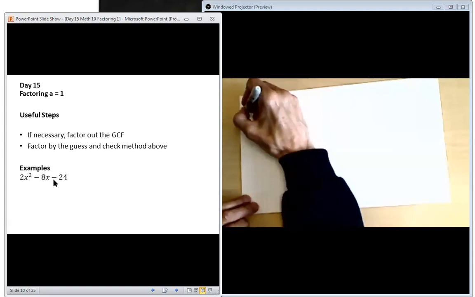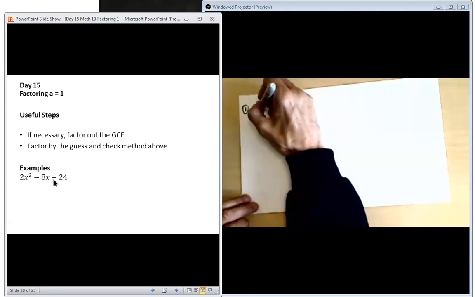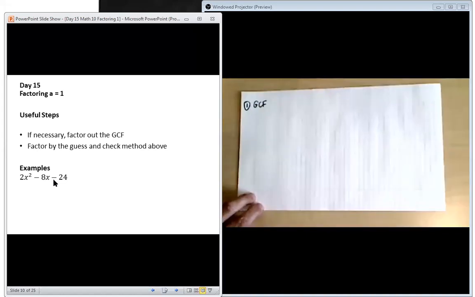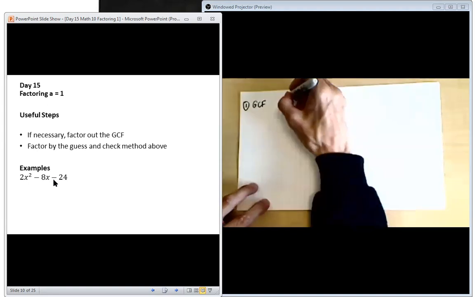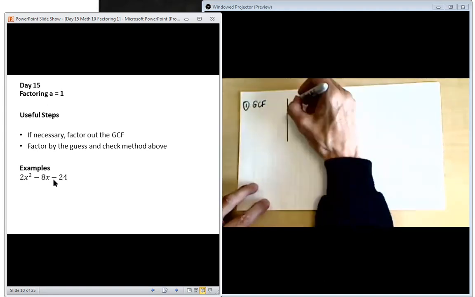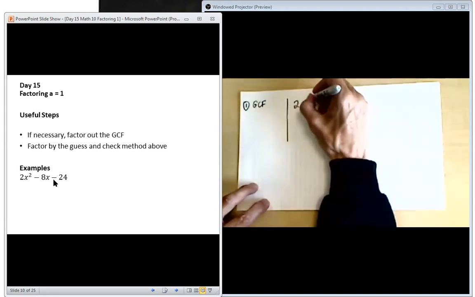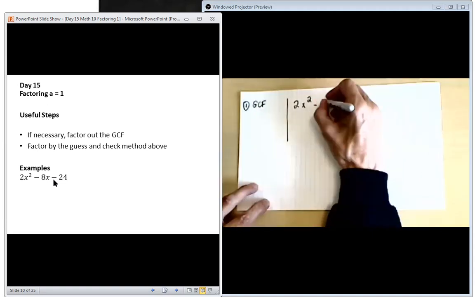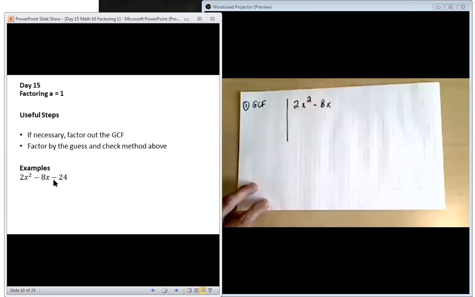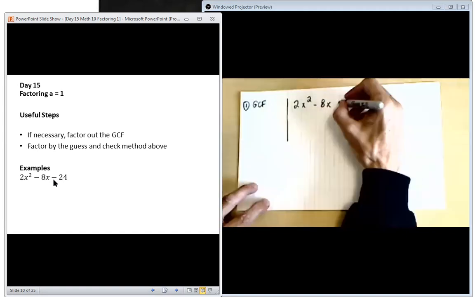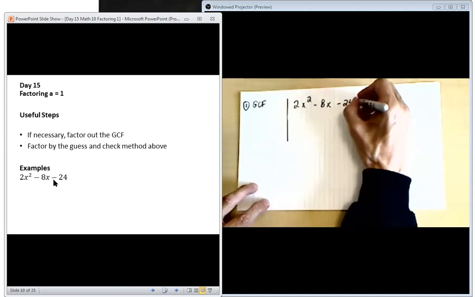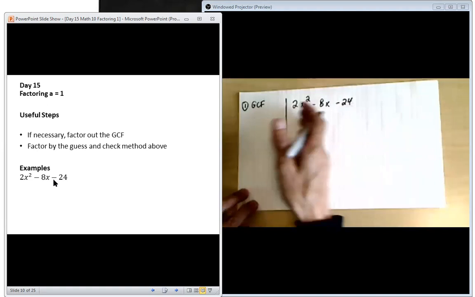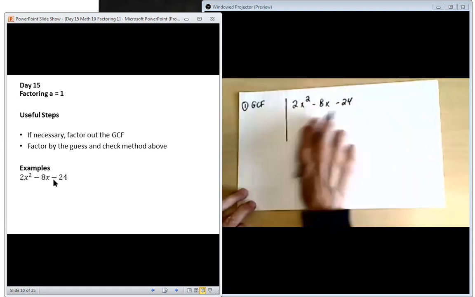The first thing is to get the GCF happening of whatever is there. And we're going to set it up like we did yesterday. 2x squared minus 8x, minus 24. And I think if you look in the earlier slides, I separated them this way, and this one I'm actually just keeping it all together.